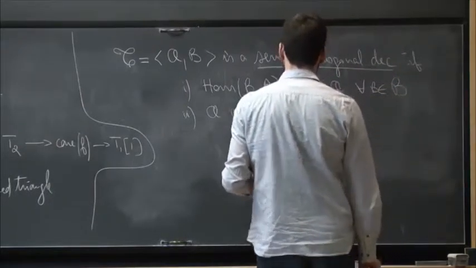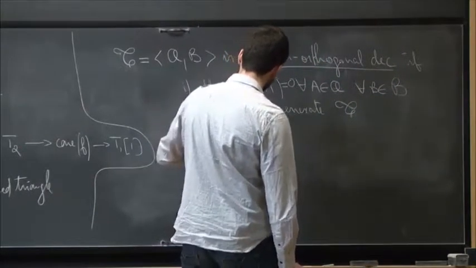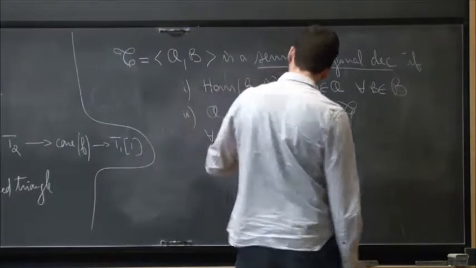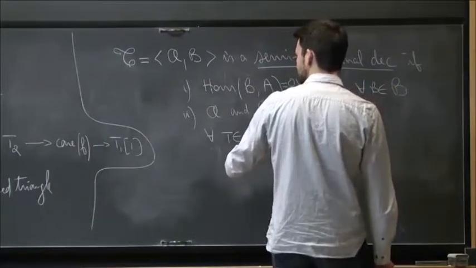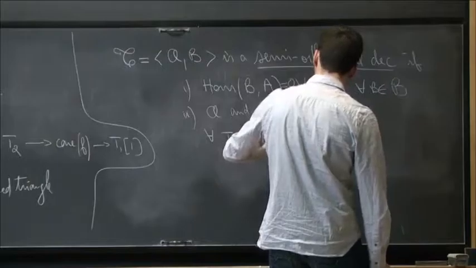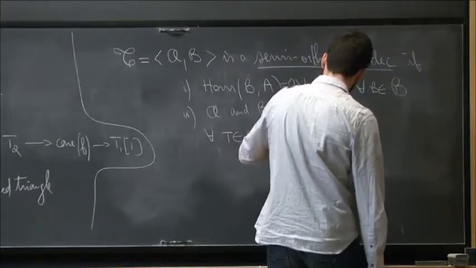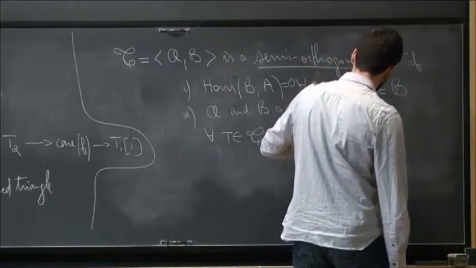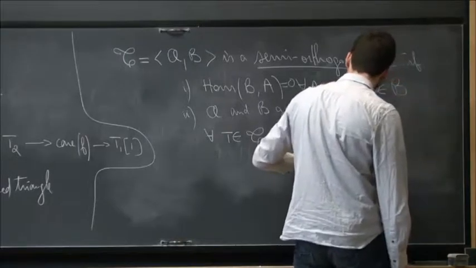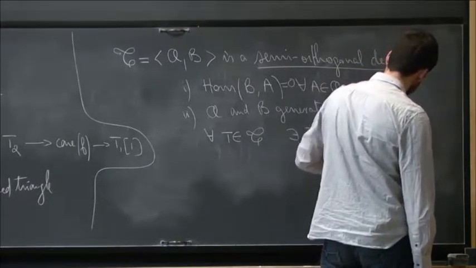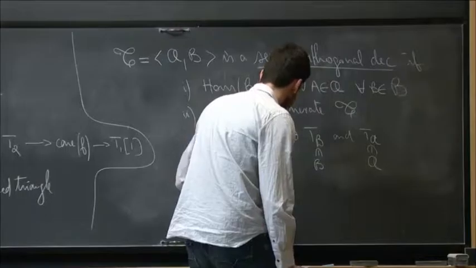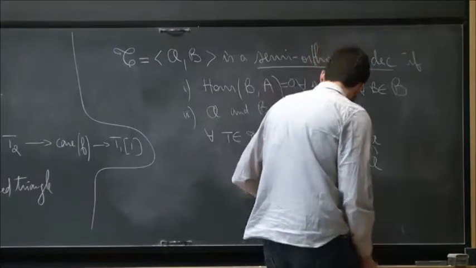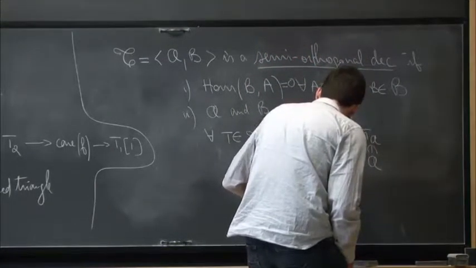So what does that mean? That means that for all objects T in T, T fits in an exact triangle. So there exist T_B in B and T_A in A, such that we have a distinguished triangle.